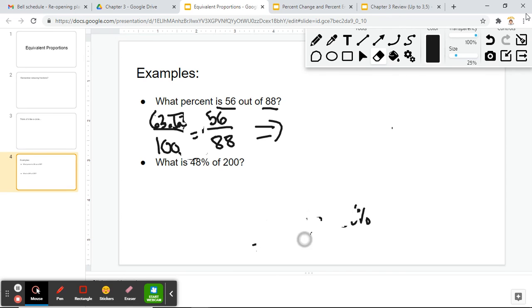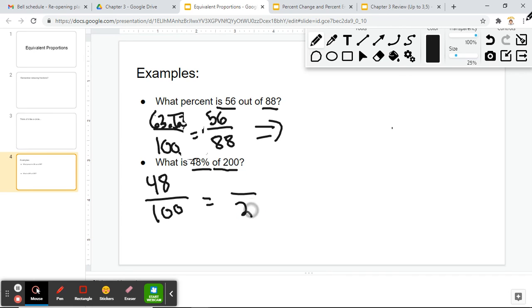So we have 48% of 200. Again, we're always going to have something over 100 is equal to something over something. That's not changing. Clearly, we have a percent sign here, so that one's easy. Whenever you have a percent sign, that'll be the number going over 100. We have an "of 200," and an "of" tells us that this is going to be our denominator, and this will be our variable. So now we need to find what fraction 48 over 100 is equivalent to x over 200. To go from 100 to 200, we need to multiply by 2. So to go from 48 to x, we also need to multiply by 2.